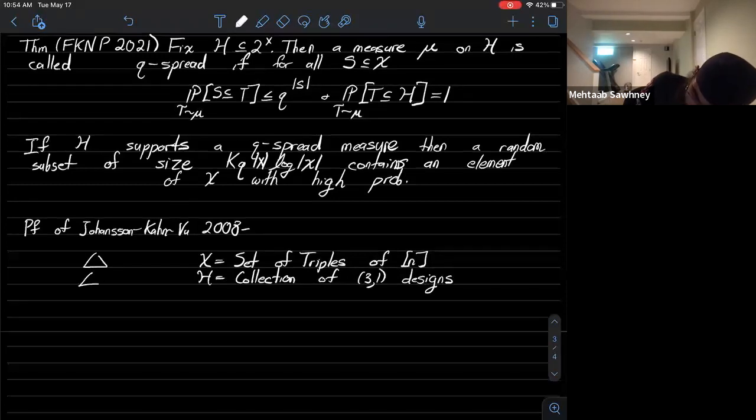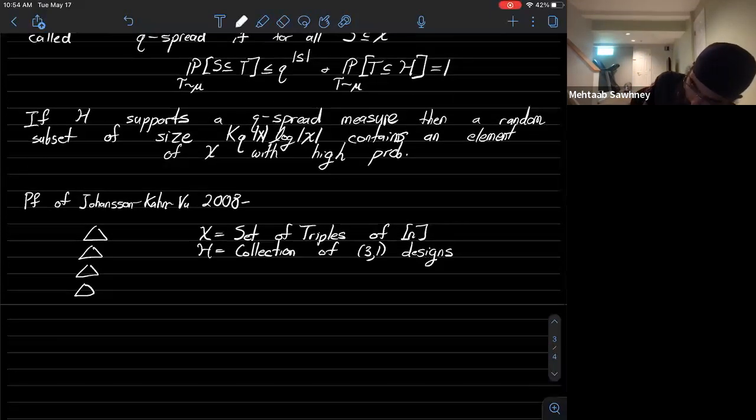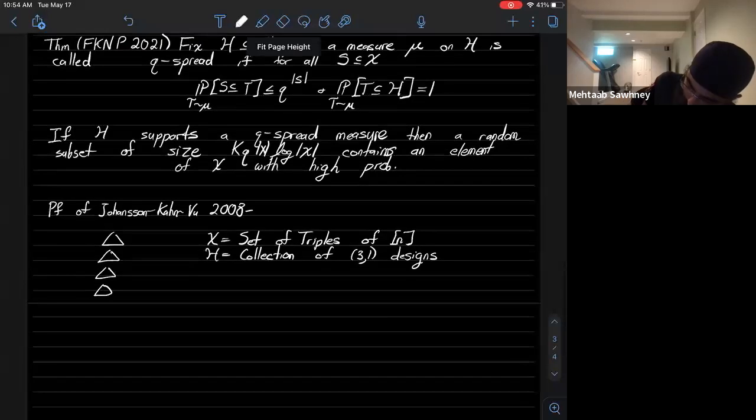And so I have my triangle factor, and I want to understand what measure I should put on this hypergraph. Well, notice that every triangle factor is isomorphic to every other triangle factor up to a relabeling of the vertices. And because of that, there's a natural measure you should put on the set, which is that mu is just going to be uniform on the collection of triangle factors.